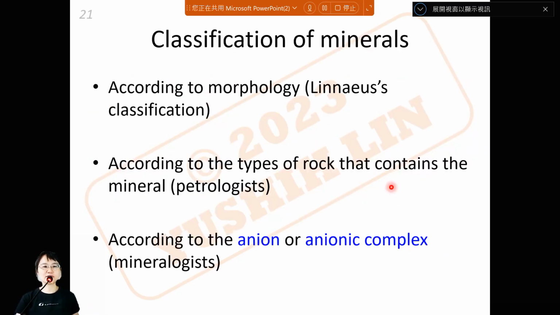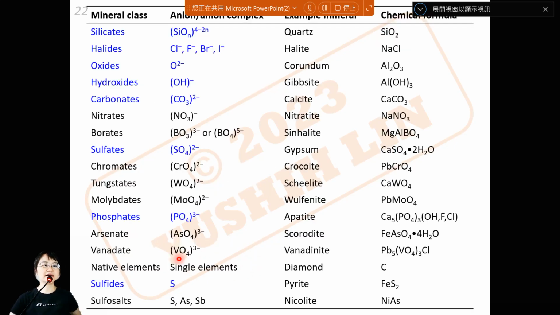Classification of minerals. Scientists several centuries ago debated how they should classify minerals. In the end, they decided that they should classify minerals according to the type of anion or anionic complex. That's what mineralogists would do. Therefore, in the future, if you see names like these, they mean a group of minerals. And the groups of minerals are named after their anion, not cation.